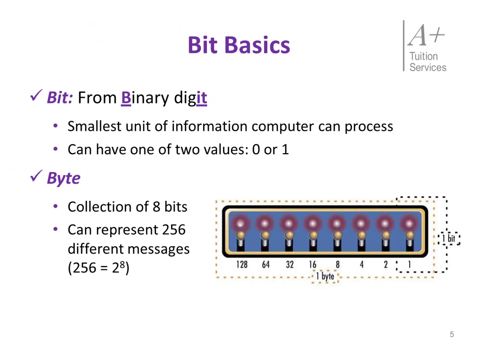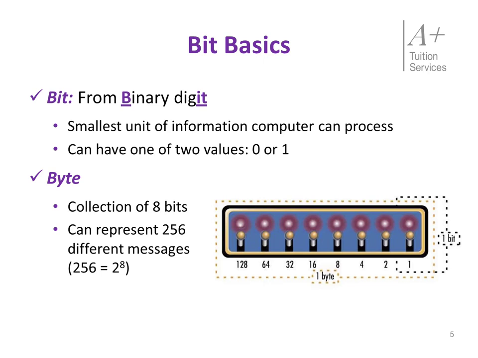Now we move on to bit basics. Bit is from binary and digit. It's the first letter of binary and the last two letters of digit, and we get bit. A bit is the smallest unit of information computers can process. It can have one of the values, either 0 or 1. A byte, on the other hand, is a collection of 8 bits. So 8 bits make up a byte.